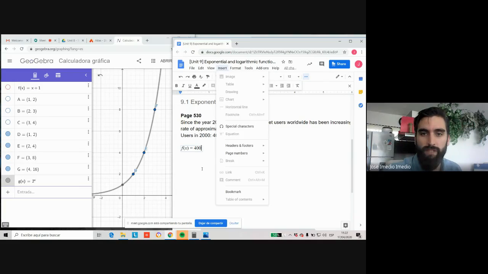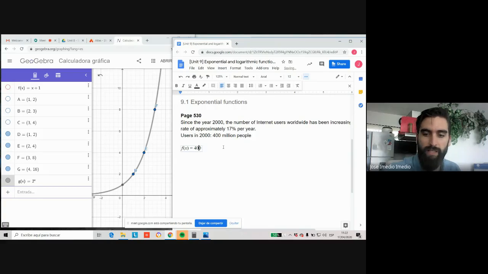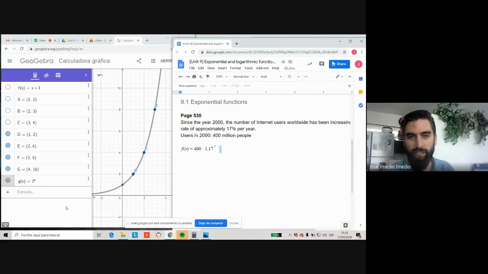And now it has been increasing by a rate of 17%. As you might know from statistics, if I want to increase a quantity by 17%, it's just multiplying it by 1.17. And this is per year, okay? So I have to raise this to the power of x. Okay, let's draw that.